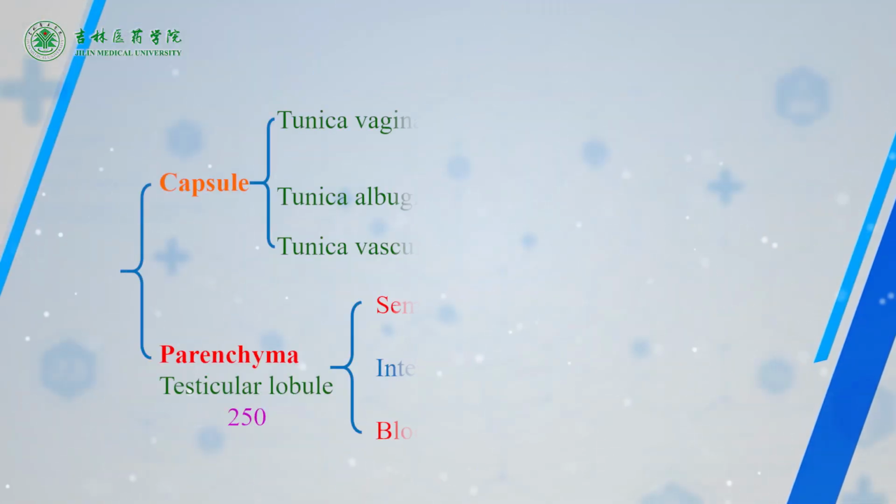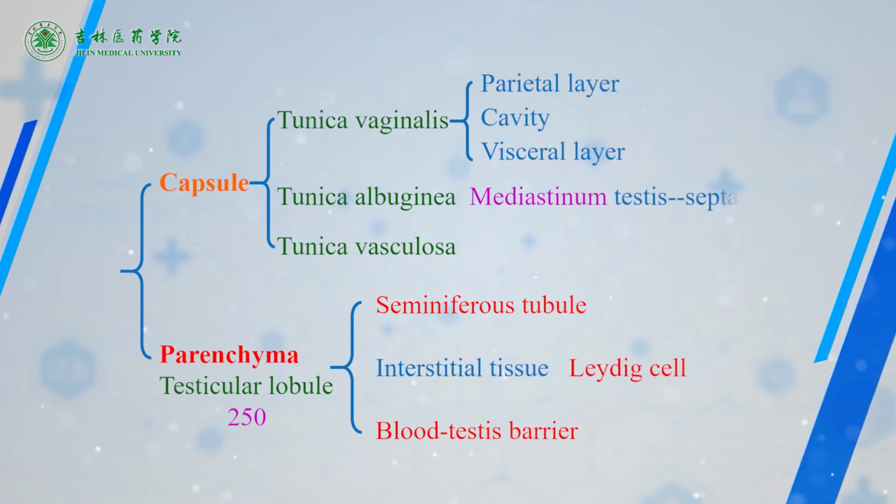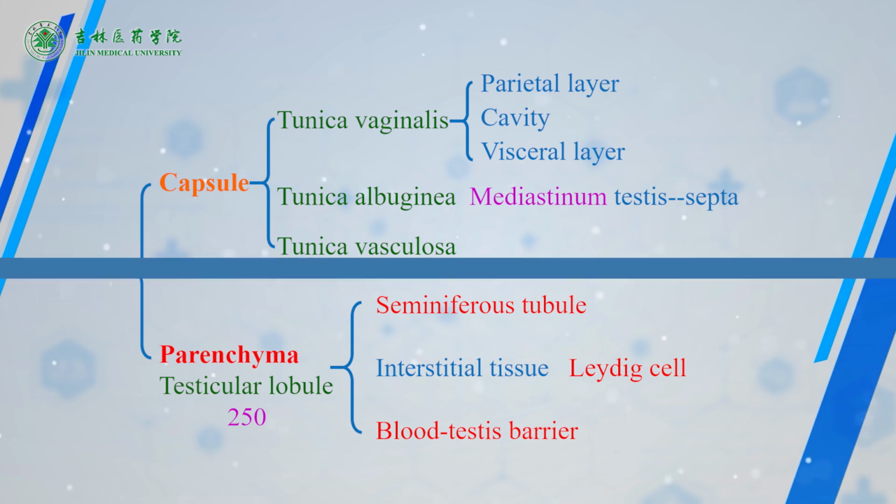Each testicular lobule is occupied by 1 to 4 seminiferous tubules, enmeshed in a web of loose connective tissue, rich in blood and lymphatic vessels, nerves, and interstitial cells or Leydig cells. Seminiferous tubules produce male reproductive cells, the spermatozoa. Leydig cells secrete testicular androgens. We will focus on the seminiferous tubule, Leydig cell, and blood-testis barrier.